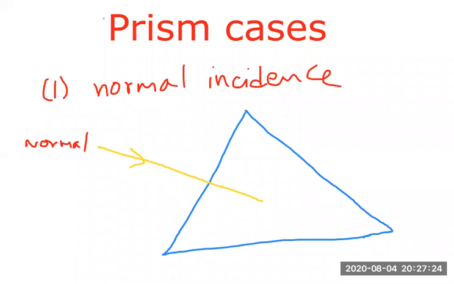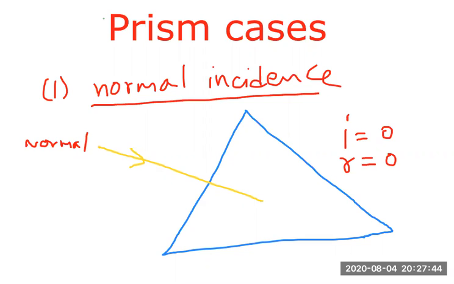So here, since it is incident on the normal, what can we write? I1 is equal to 0, R1 is equal to 0. It is called normal incidence. Whenever the ray is incident normal on the surface, it goes without any deviation. So the I value is 0 as well as the R value is 0. This is the first situation.